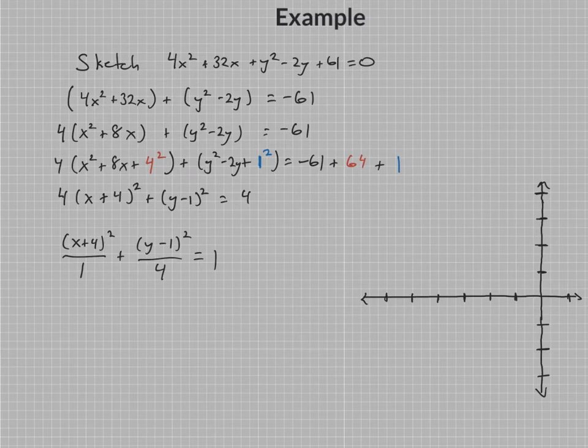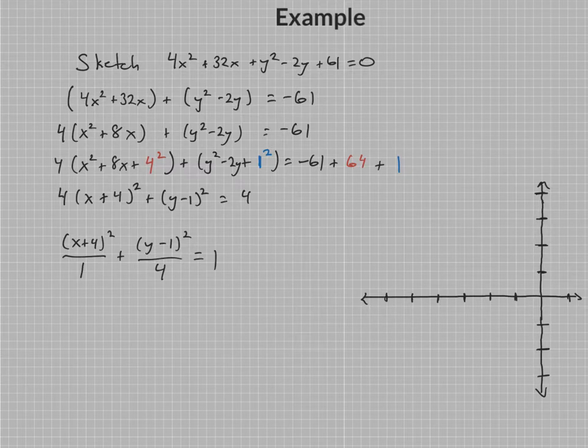In this case, what we want to do is sketch 4x squared plus 32x plus y squared minus 2y plus 61 equals 0. Now, in this case, we're not in standard form. Very far from it. And the first thing I want you to realize with this is that yes, we're not in standard form, and in order to put it in standard form, we are going to have to complete the square on the x's as well as the y's. So I have to complete the square twice in this problem.